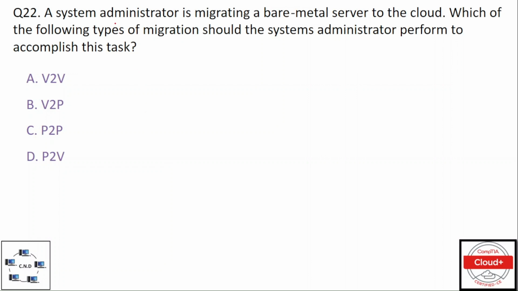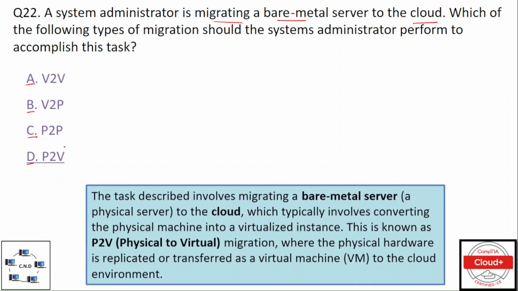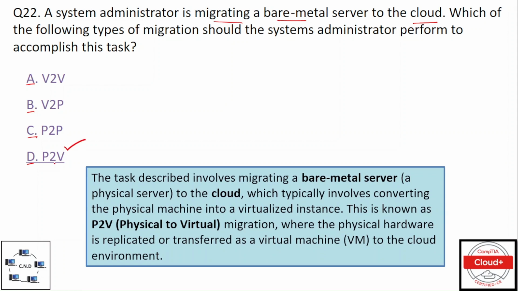Question number 22. A system administrator is migrating a bare metal server to the cloud. Which of the following types of migration should the system administrator perform to accomplish this task? The options are: option A, V2V, that is virtualization to virtualization. Option B, V2P. Option C, P2P. And option D, P2V. And the correct option is option D, P2V, that is physical to virtual.